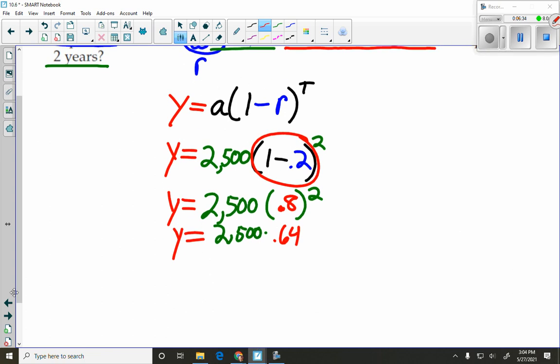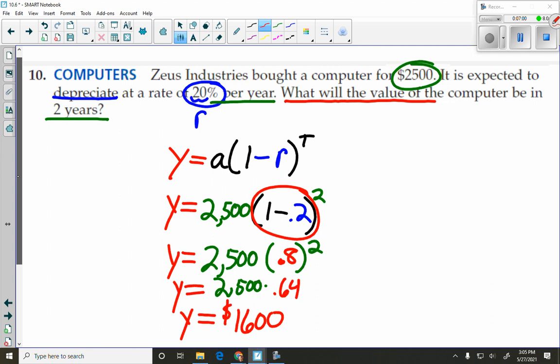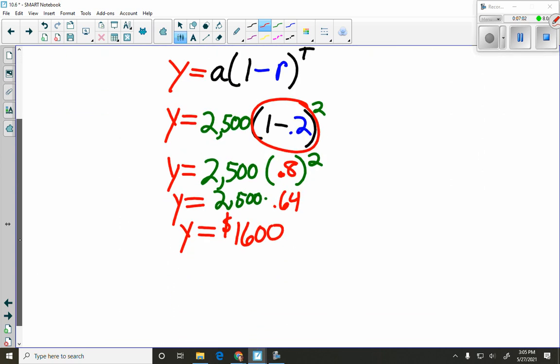So I'm going to quickly grab my calculator and go 2,500 times 0.64, and it's going to end up equaling 1,600. Now remember, this equals Y, and Y was a dollar amount, so don't forget your label. Those computers, after 2 years, will only be worth $1,600 to have them replaced. So that's what you're doing.